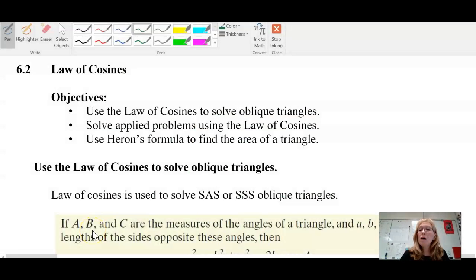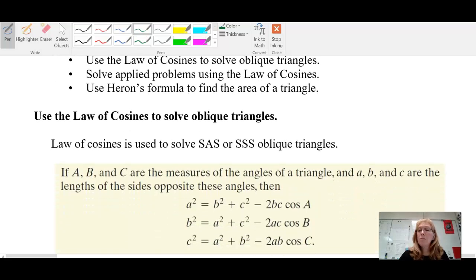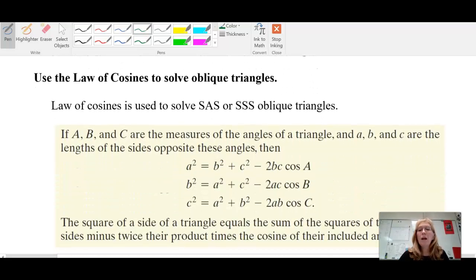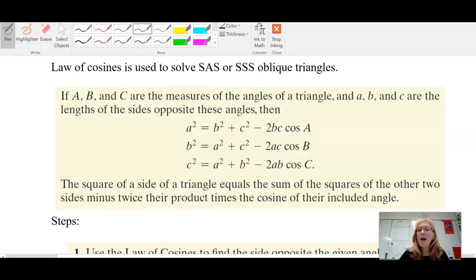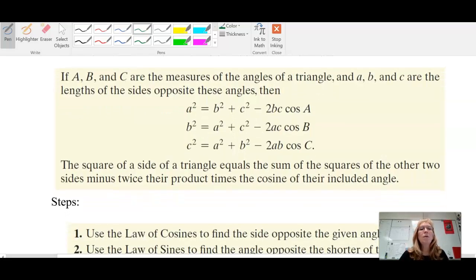All right, so we're going to use law of cosines to solve our oblique triangles. We're going to apply this with law of cosines, and then we're going to do a new formula. It's called Heron's formula. It's kind of fun. It's another way of finding area of a triangle like we did last time with 1/2 side, included angle, sine of included angle. This one's a little bit different.